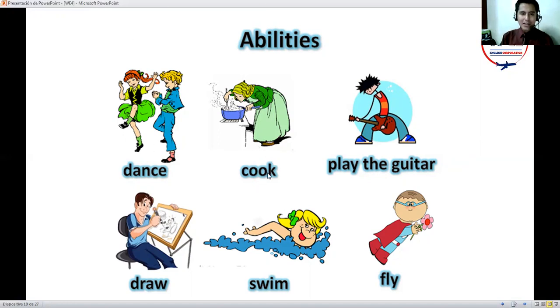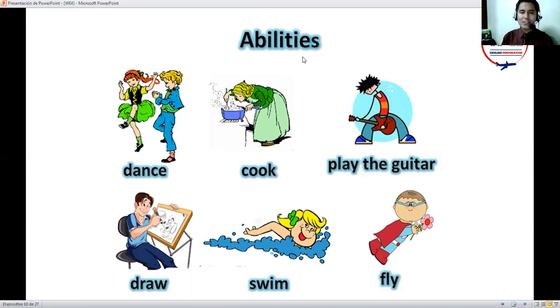But not most of you. This is an ability. If you like to cook, it could be great, no? If you practice that. It's the same in the case of play the guitar, draw, swim, fly. Maybe some of us can dance, swim, and play the guitar, but can't draw, cook, and fly. It is according to our abilities.